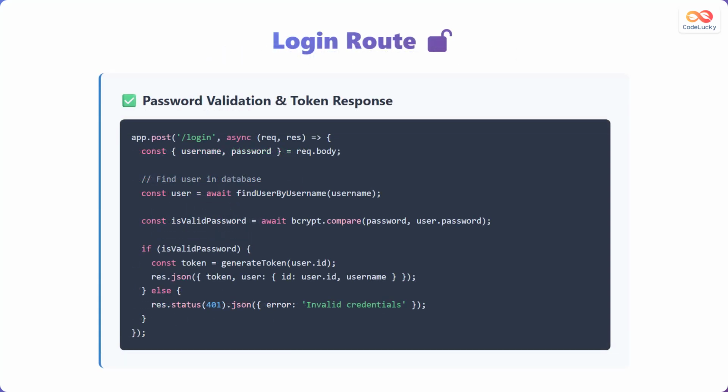Now let's implement the login route. Define a post route for /login. Extract the username and password from the request body. Find the user in the database by username. Compare the provided password with the hashed password stored in the database using bcrypt.compare. If the passwords match, generate a JSON Web Token using the generateToken function, and respond with the token and user information as a JSON object. If the passwords do not match, respond with a 401 status code and an error message indicating invalid credentials.